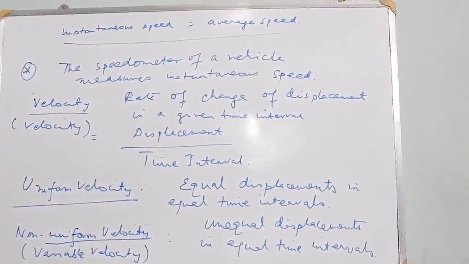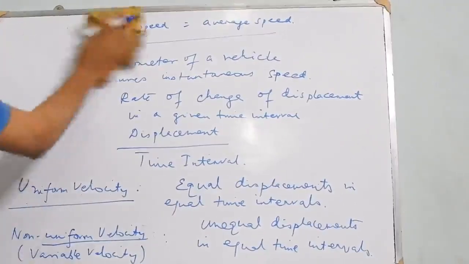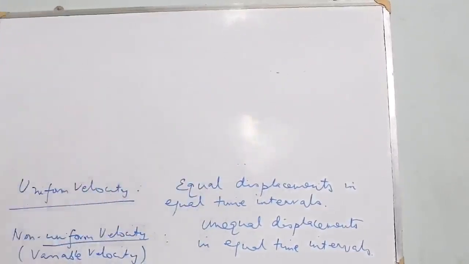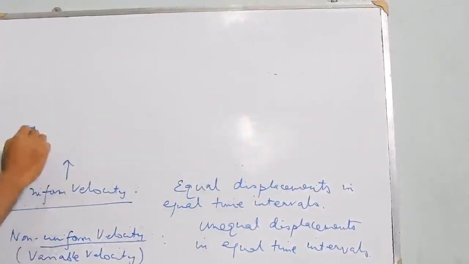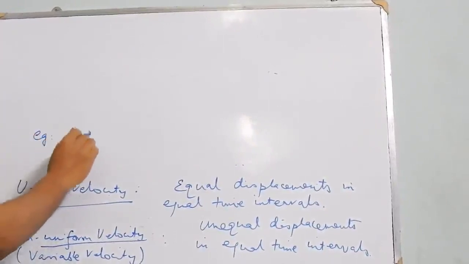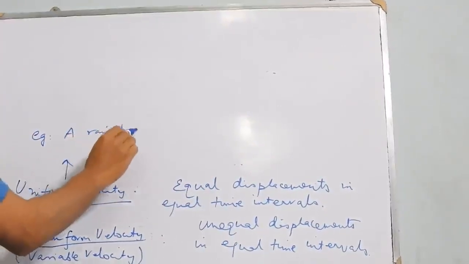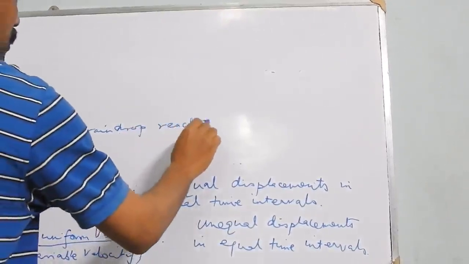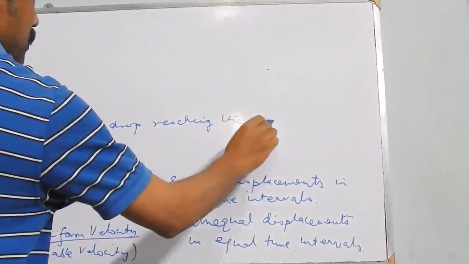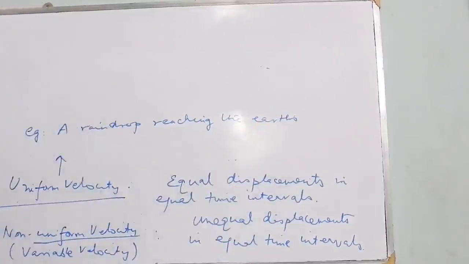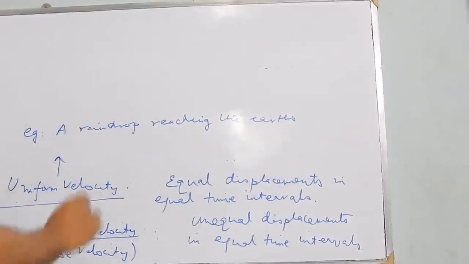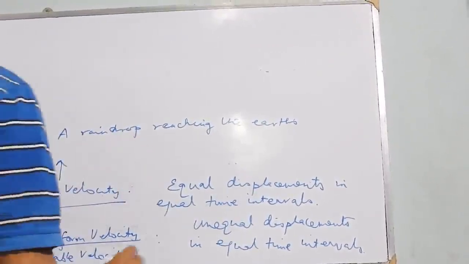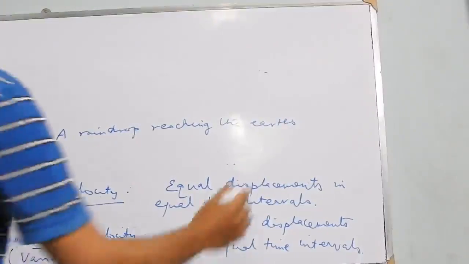So, on an approximate basis, you can say that for an example of uniform velocity, a raindrop reaching the earth's surface. But mind it, it is not purely uniform. We just, on an approximate basis, discuss the falling raindrop as a motion of uniform velocity.